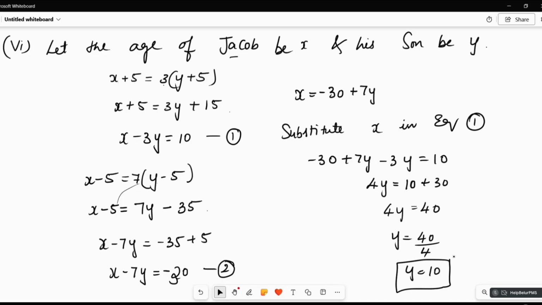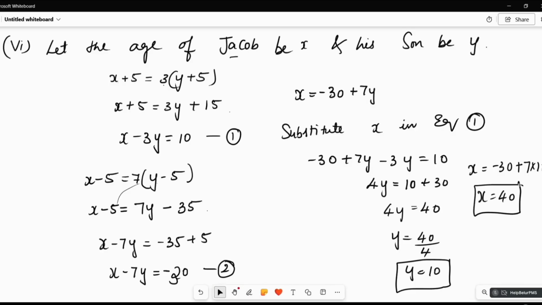Now substitute in x is equal to minus 30 plus 7y. So x is equal to minus 30 plus 7 into 10. So x is equal to 40.